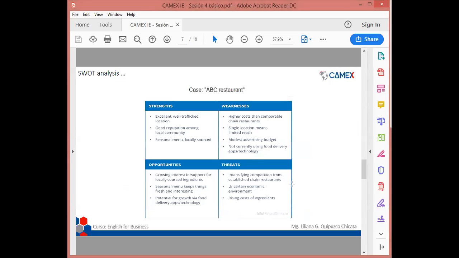Then, an uncertain economic environment. We will be talking about it if we are talking about, let's say, election times. Do you remember a couple of years ago when we were in election time, PPK against Keiko? Do you remember that we kind of had an uncertain economic environment?